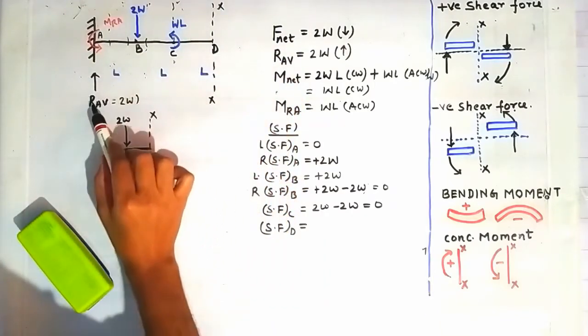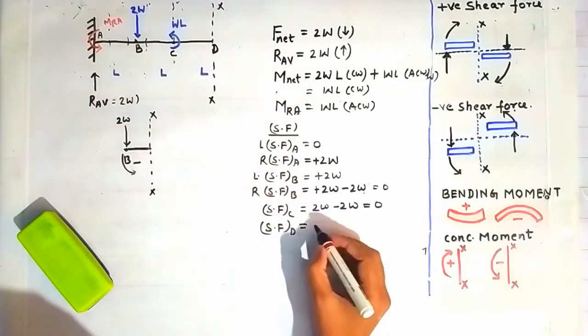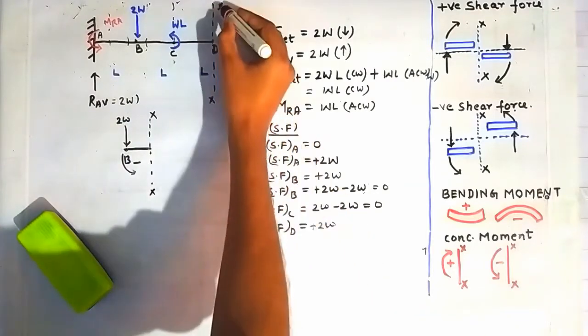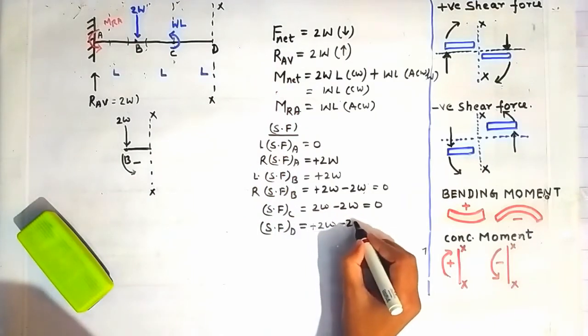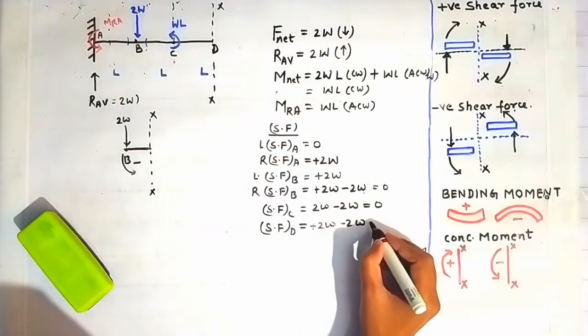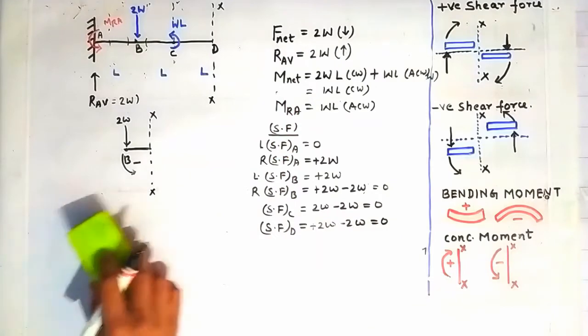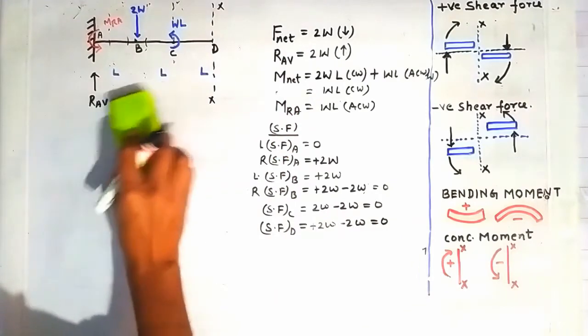Okay, so because of this RAV, there will be a shear force of plus 2W about this section XX, and because of this 2W, there will be a negative shear force of magnitude minus 2W. So it will again give us 0. Now we will construct the shear force diagram.